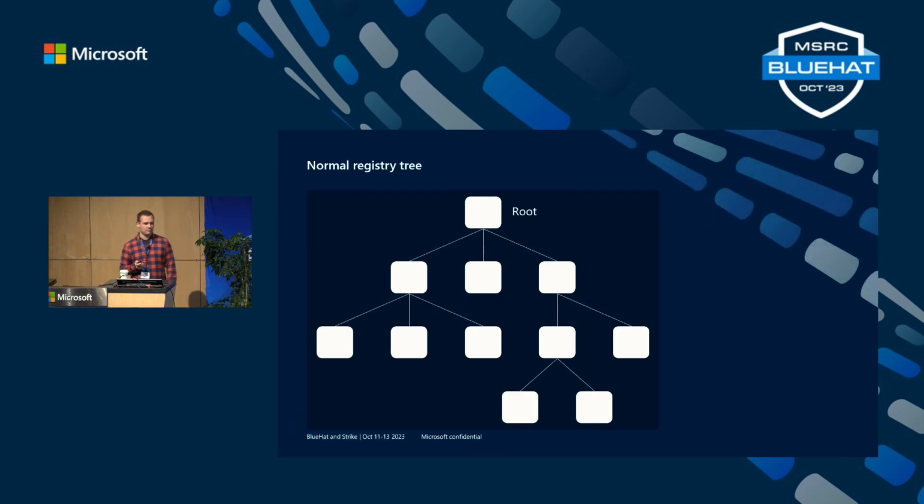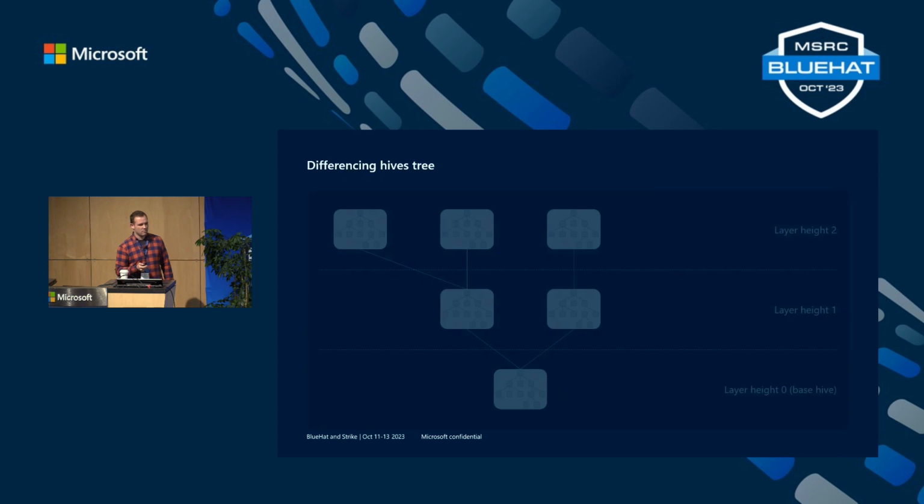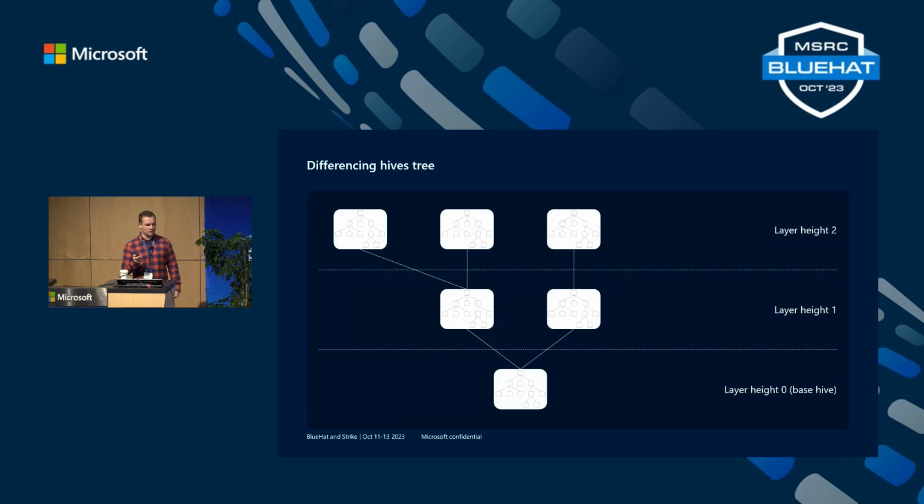So here we have an example, right? We have a normal registry tree, which has the root key, and then it has some kind of key structure underneath it. But with differencing hives, we have a tree of trees, right? So we have a base hive at the bottom of it, which is the host view of the registry hive, and then we have upper layers that are overlaid on top of it that represent the changes from that container's view relative to the host view of the registry hive, right?